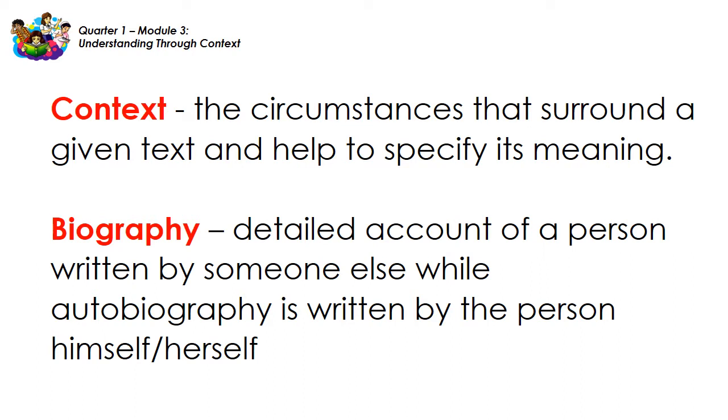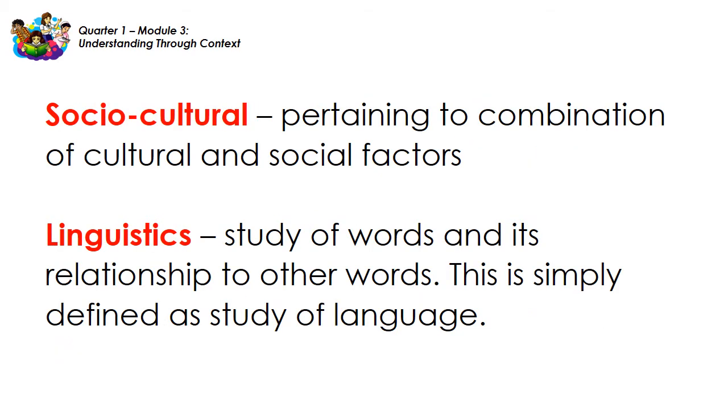1. Context. Context is the circumstances that surround a given text that help to specify its meaning. 2. Biography. Biography is a detailed account of a person written by someone else, while autobiography is written by the person himself or herself. Number 3. Social-cultural. Social-cultural is pertaining to the combination of cultural and social factors. 4th, linguistics. Linguistics is the study of words and its relationship to other words. This is simply defined as the study of language.